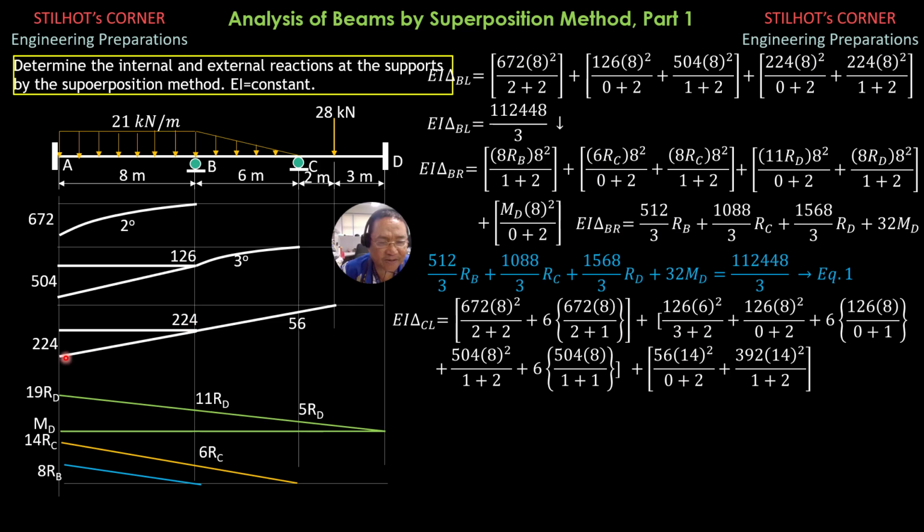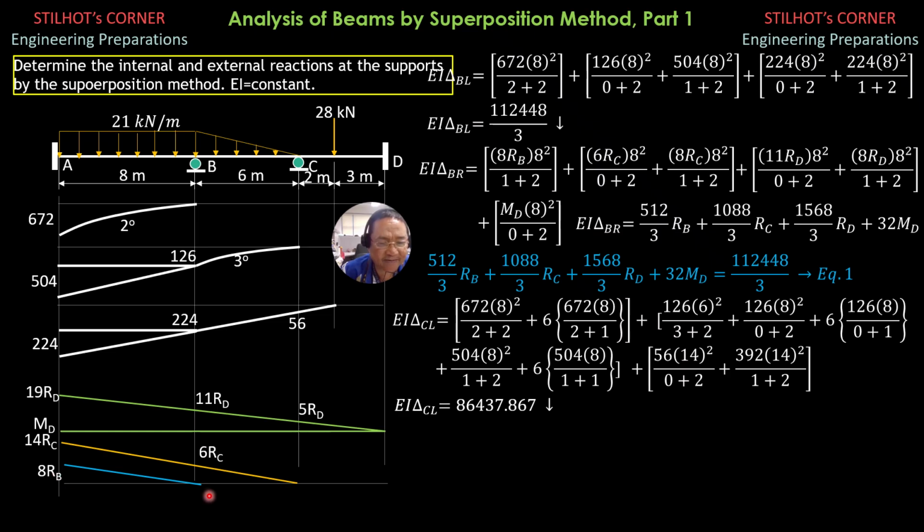So 224 plus 224 is 448 minus 56. So we have moment due to 28 kilonewton loads acting at C. That's 392. The length is 14. So 14 squared divided by first degree plus 2. And that's first degree straight line. So that's it. Then we add EI delta C due to the load is 8643.867 downward.